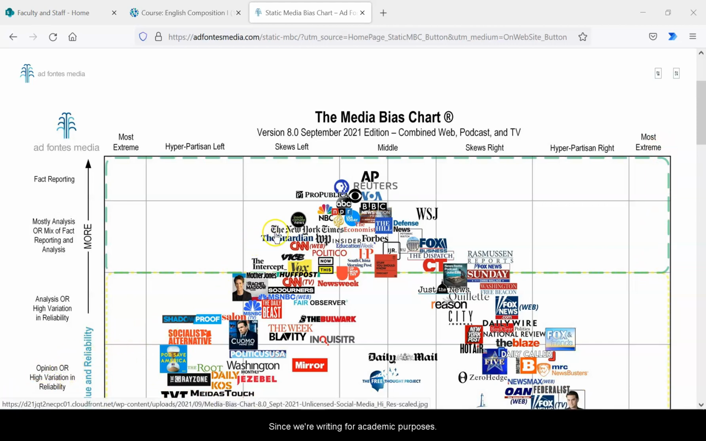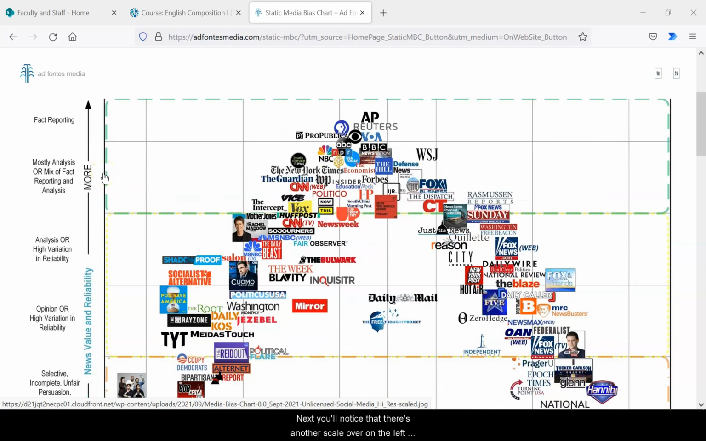Since we're writing for academic purposes, it's very important that we choose sources from the middle. We want the least biased sources possible so that we get the most accurate and unopinionated information. Next, you'll notice that there's another scale over on the left-hand side of the chart, and that is the type of content that each of these sources includes.